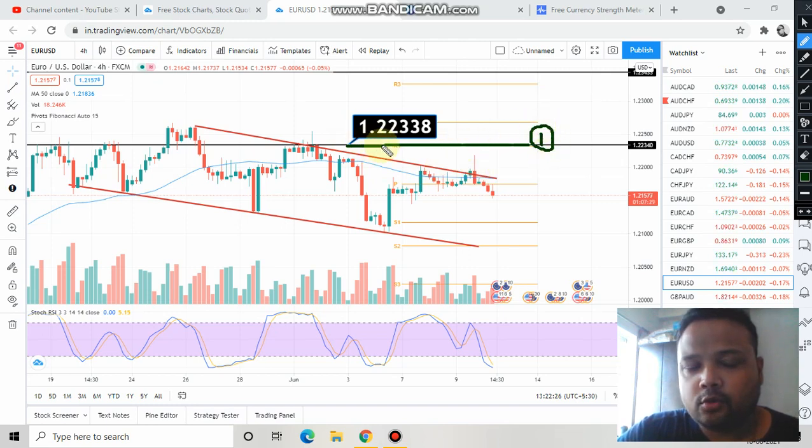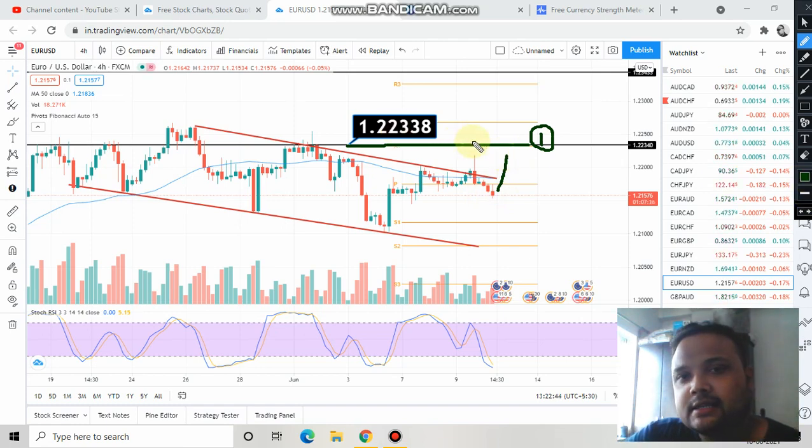1.2233 level. Considering the present position of the market, if the market goes up from here, then you need to observe how the price reacts once it reaches this level. If you see that price is struggling near the resistance, unable to cross the level, then you can short the market.